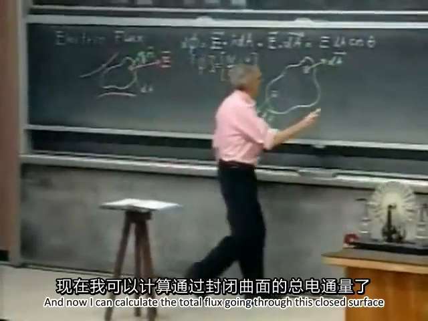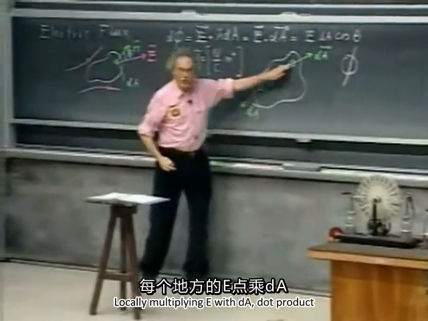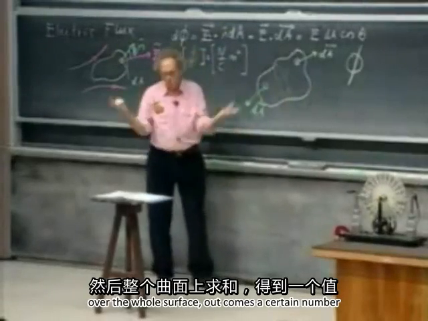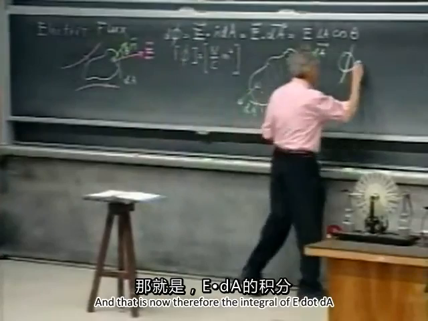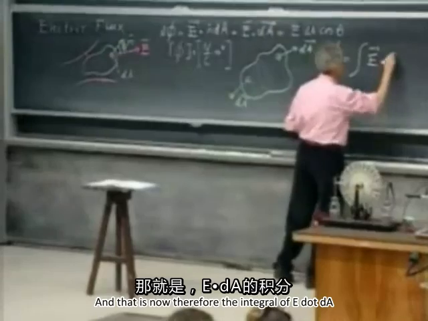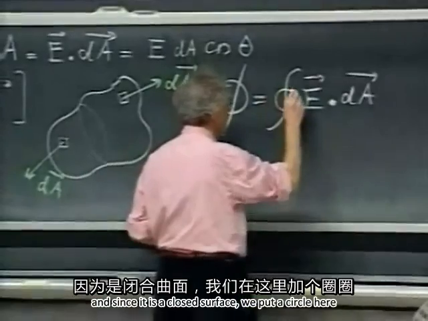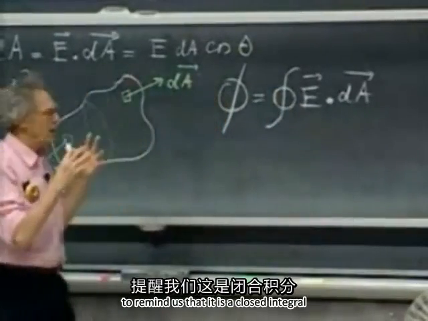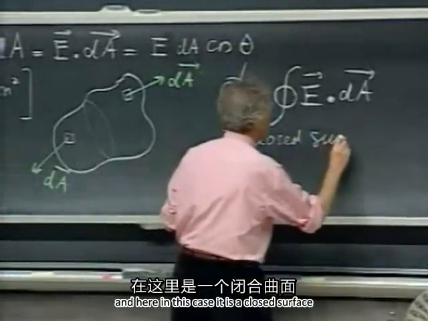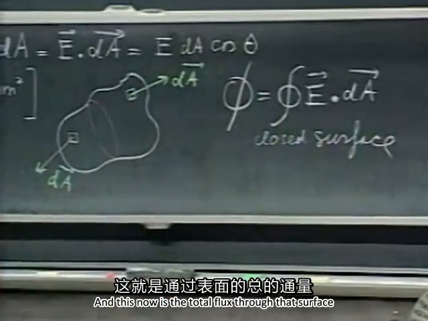And now, I can calculate the total flux going through this closed surface, locally multiplying E with dA, dot product, over the whole surface, out comes a certain number. And that is now therefore the integral of E dot dA integrated over that closed surface, and since it is a closed surface, we put a circle here to remind us that it is a closed integral. And this now is the total flux through that surface.